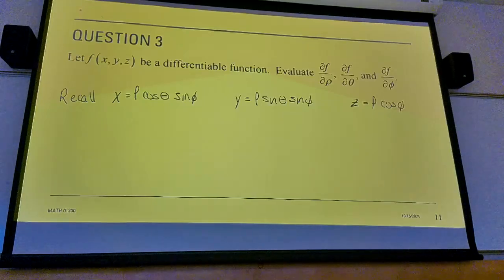We have to use those and the chain rule. So first, partial f, partial rho. And this is where I said the two notations are interchangeable. That's what the chain rule says: partial of f with respect to x times partial of x with respect to rho, plus do the same thing for y, plus do the same thing for z.